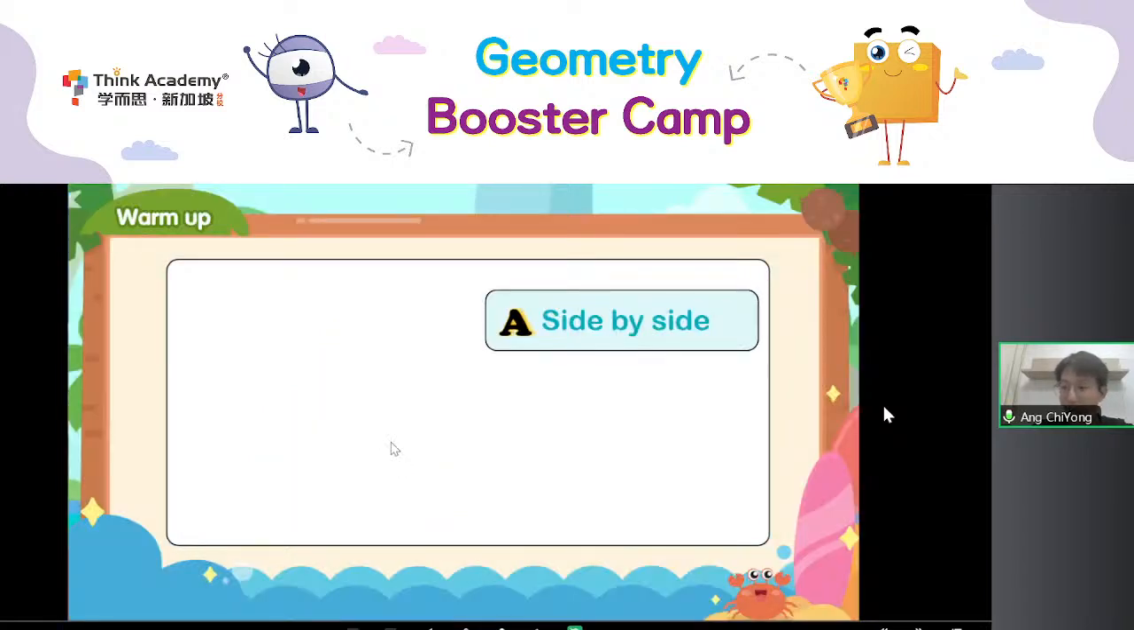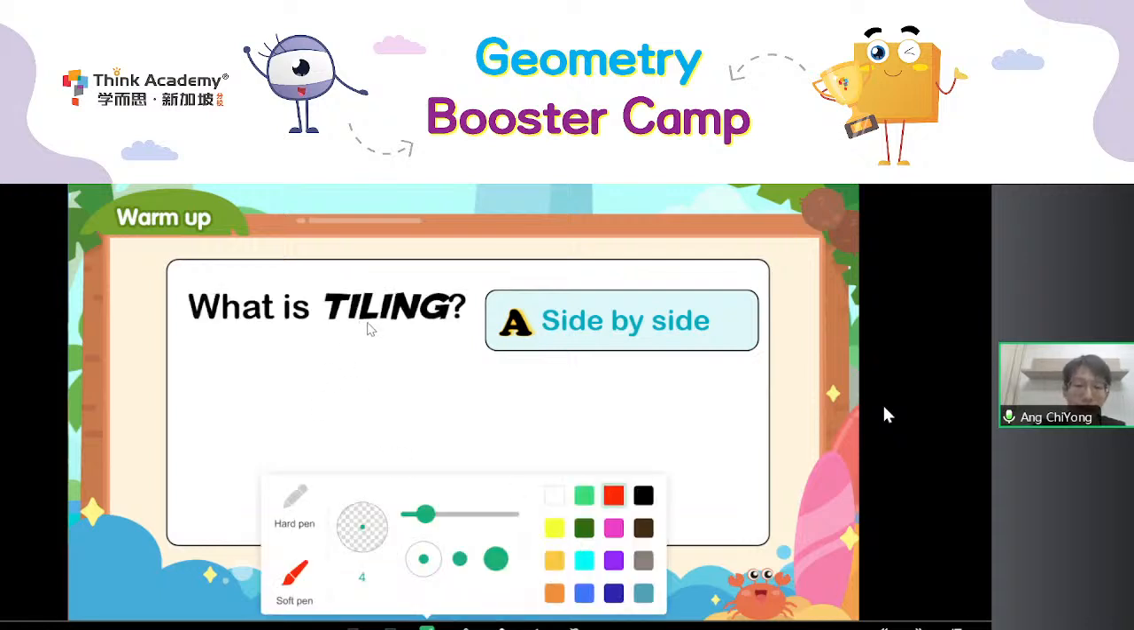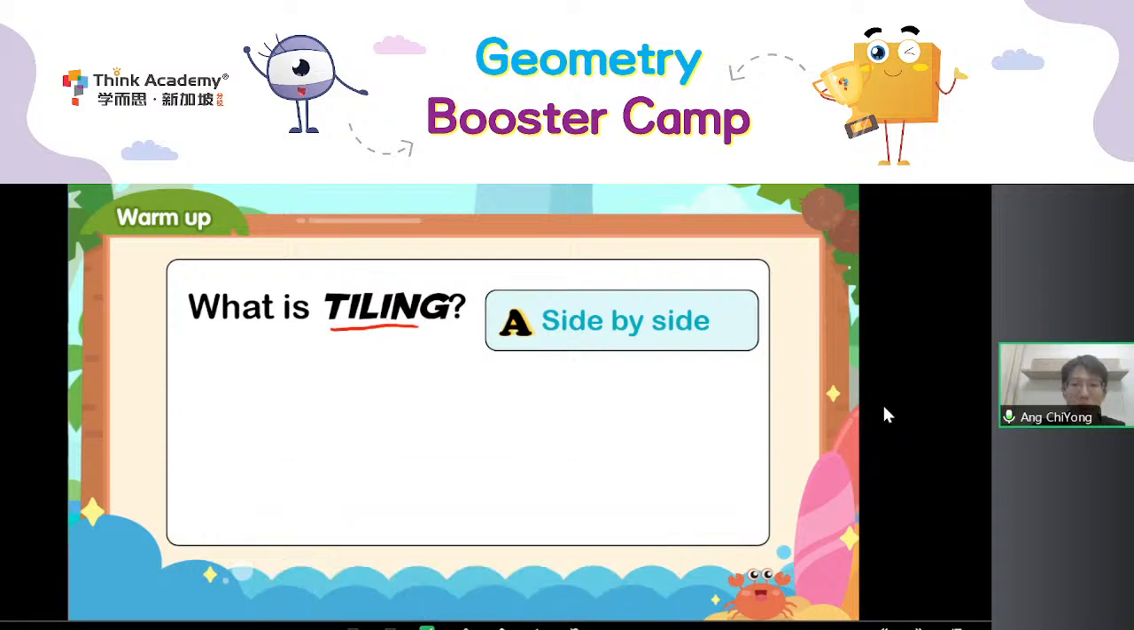Now, I'm gonna teach you something else. Just now we were finding regular triangles, right? In a bigger picture. Now we're gonna do the opposite. We will form a bigger picture with many, many small pictures. Firstly, I need to introduce you what is tiling. T-I-L-I-N-G. Tiling. It comes from the word tile. You know tile from floor tile?